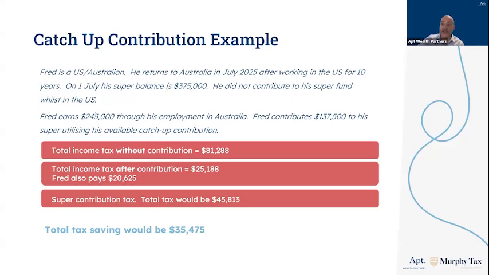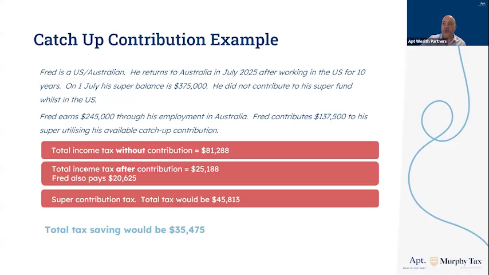So Fred's earning $245,000 with his employer, and he contributes 137,500 because he can go back up to 5 financial years. And because he hadn't been contributing for 5 years, the total of those limits is 137,500. So without that contribution, Fred would have paid $81,288 on his assessable income.